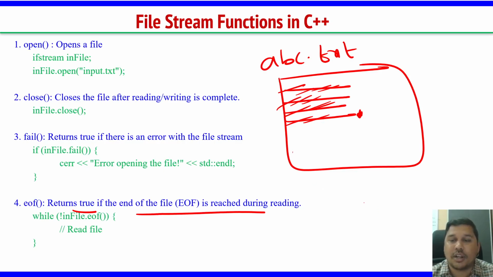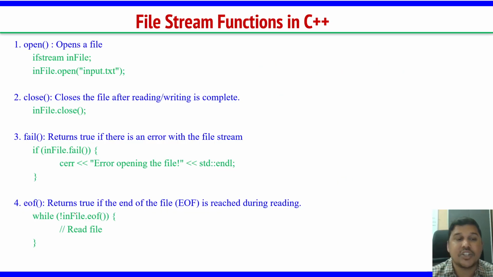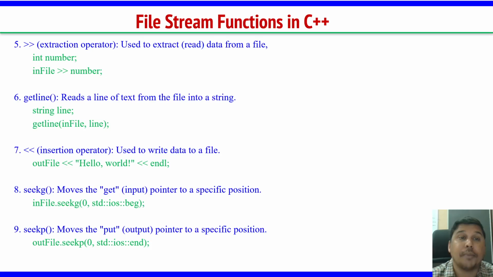Like in strings, you have the null character. It indicates that you have reached the end of the string. In the same way we have EOF, which is used in conditional checking like this: object.eof tells whether that object has reached the end of the file. It will give true, otherwise false. We will see the use cases of all these functions. We will write a small program and try to do all these operations.